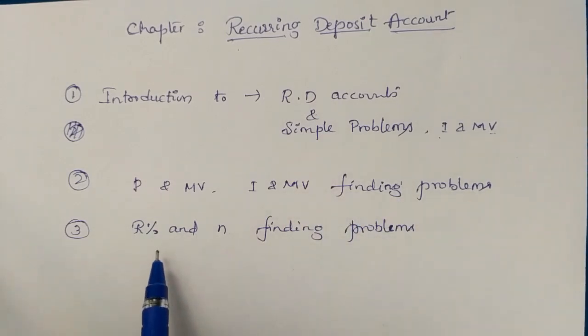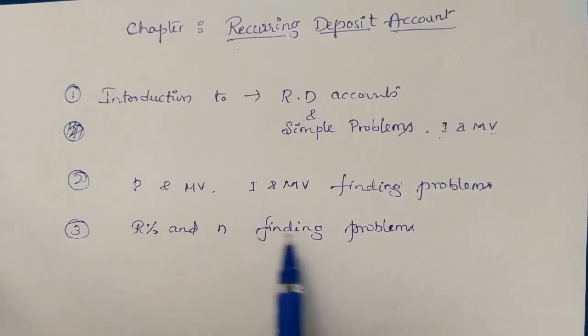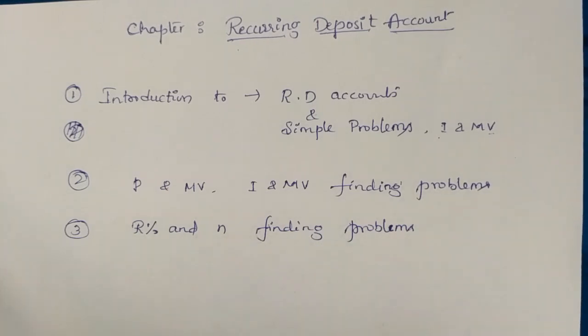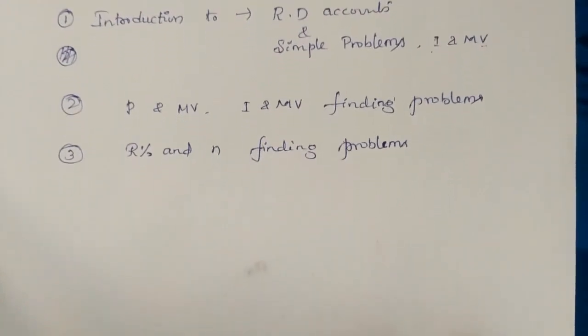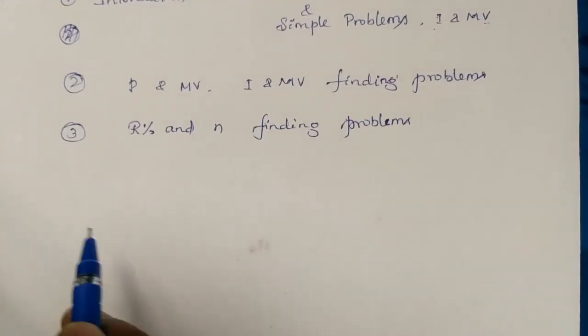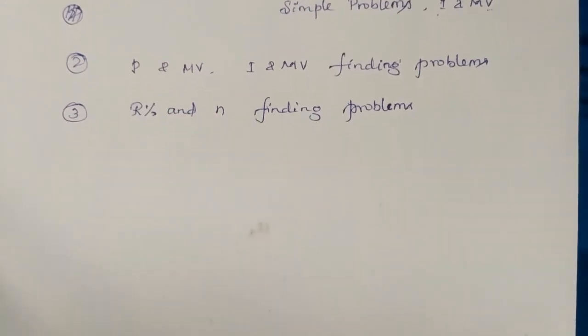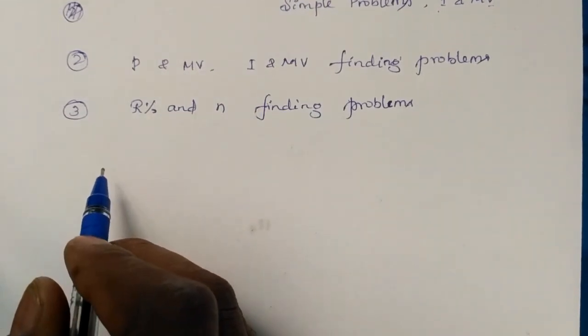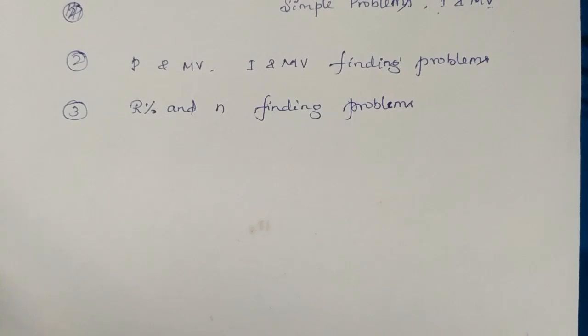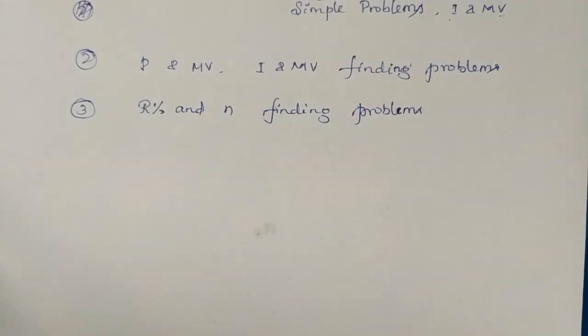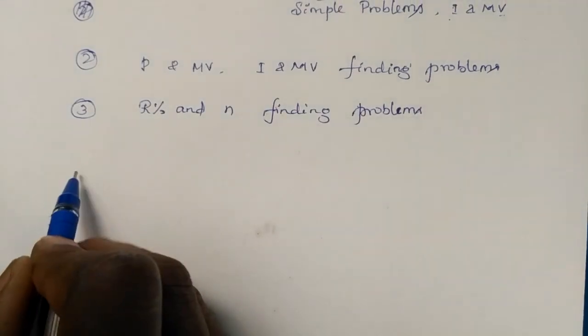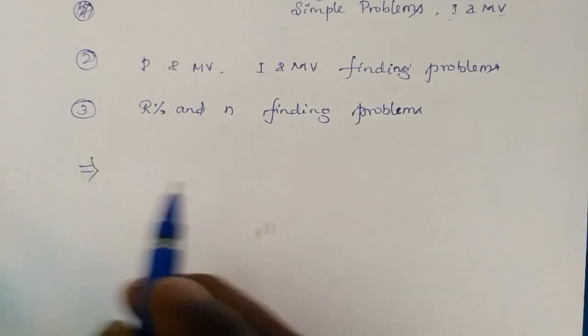In today's class, I'm going to teach you rate of interest and number of months finding problems. So let us go for a few problems. Before going to the problems, let us have a glance at the two important formulae from the RD chapter. You have to learn these two formulae whenever you open the RD account chapter. So let us see those two formulae.